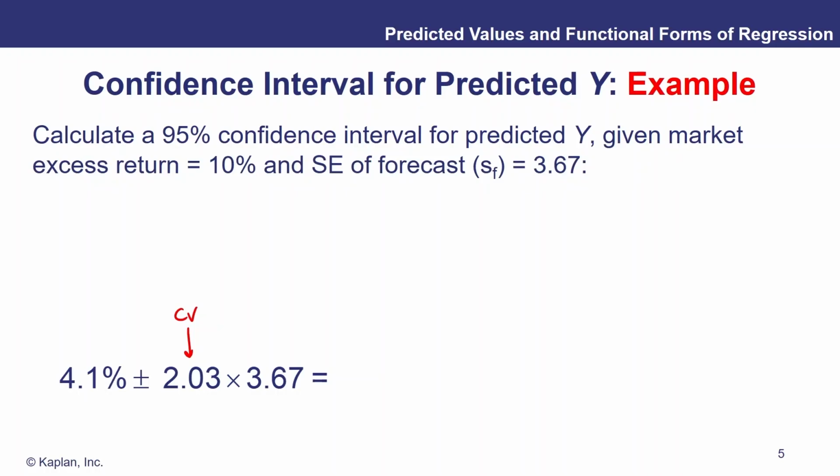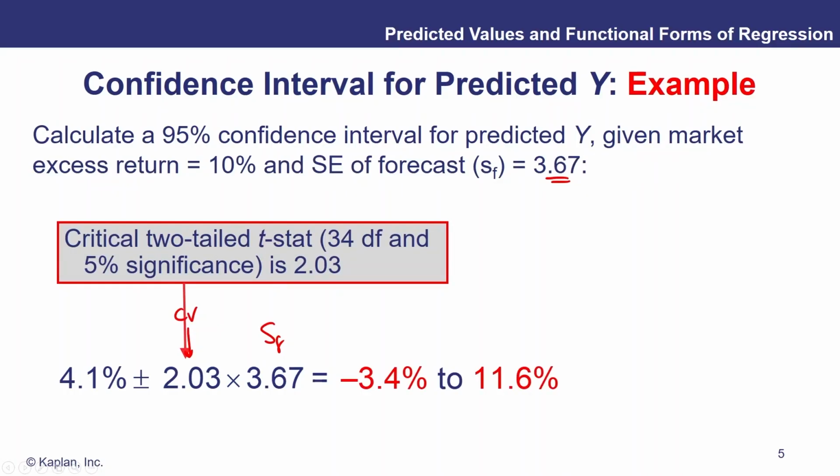3.67 is the standard error of the forecast. We're going to give that just the notation SF. Okay, and there it is, 3.67. And that gives us a value of minus 3.4 to 11.6%.